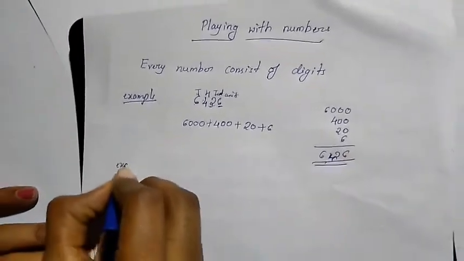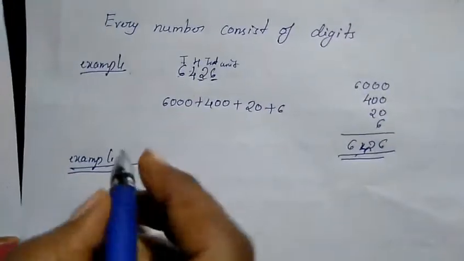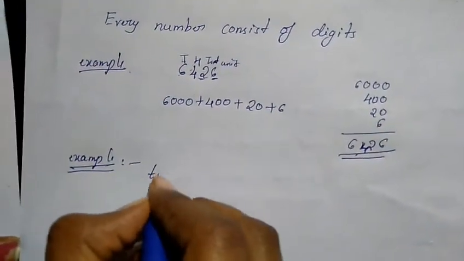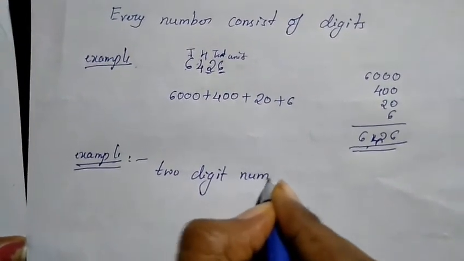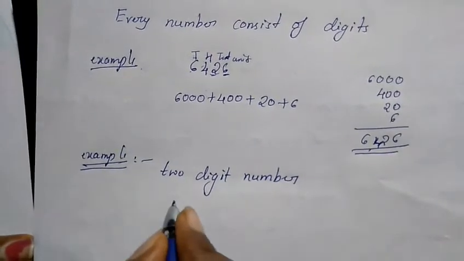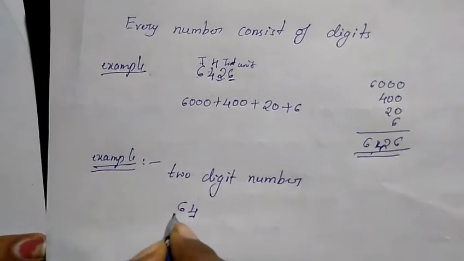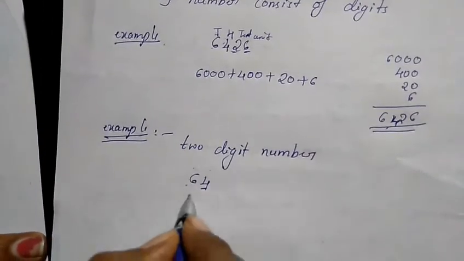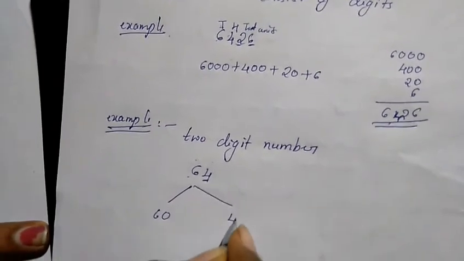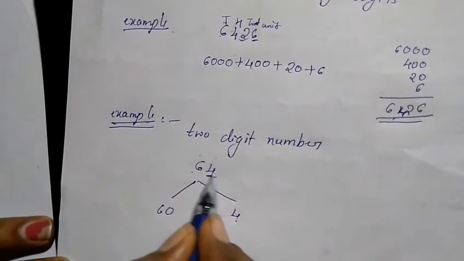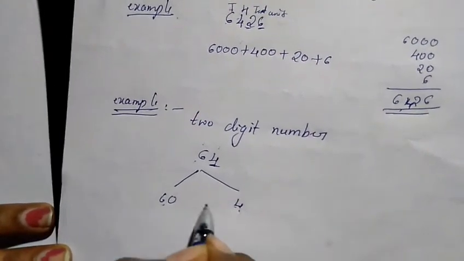Now in playing with numbers we are studying the splitting of digits. For example, we will take a 2-digit number. Just consider 64, which is a 2-digit number. This is the unit place and this is the tens place. First you split it such that the sum of the two numbers is 60 plus 4. Observe here, I am splitting the units as 4 and the tens as 60. 60 plus 4 is 64.